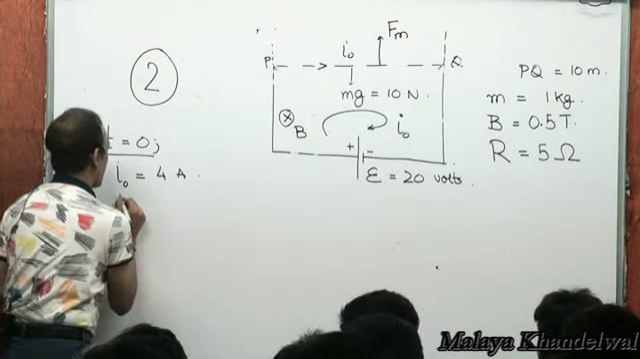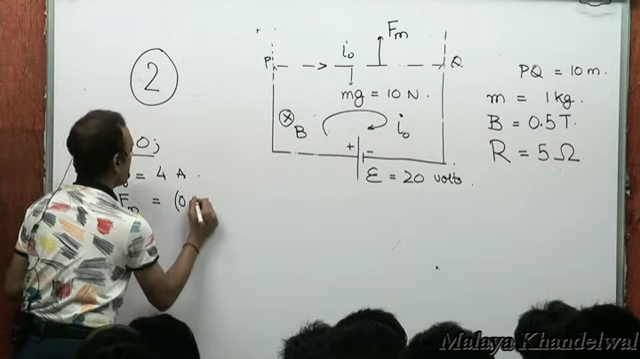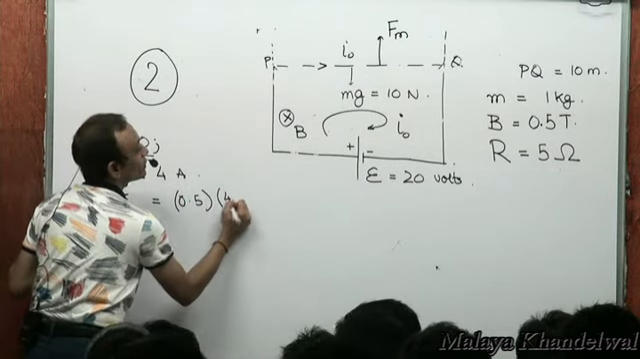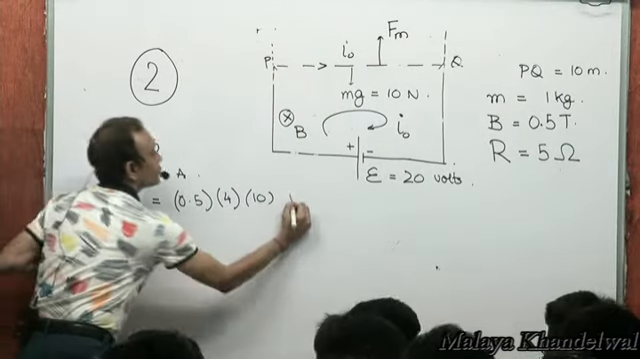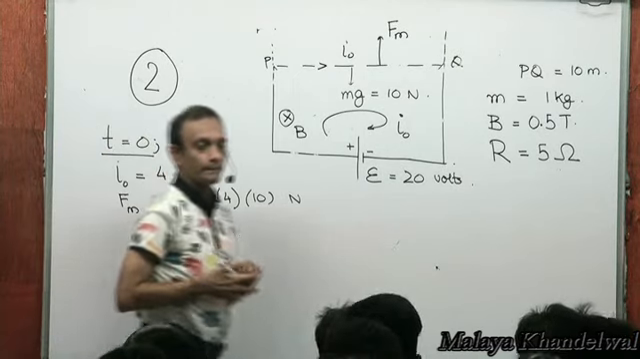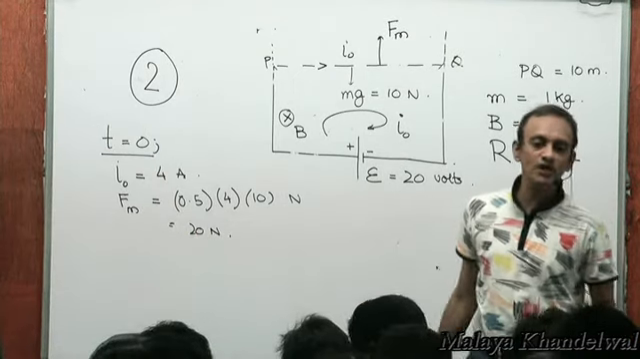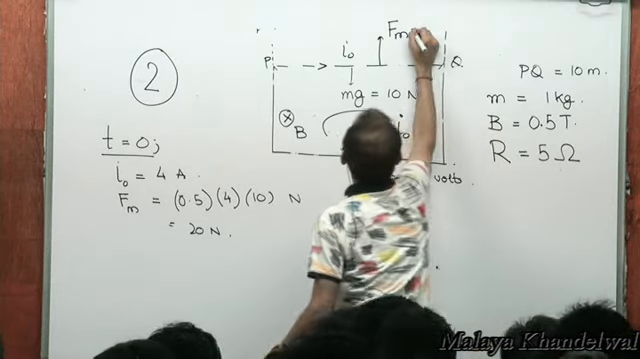It experiences an initial magnetic force FM, which is B, 0.5, times I naught, which is 4, times length L, which is 10. That's 20 newtons, the force that it experiences upwards. There is 10 newtons downwards.